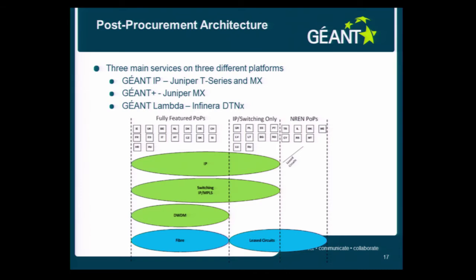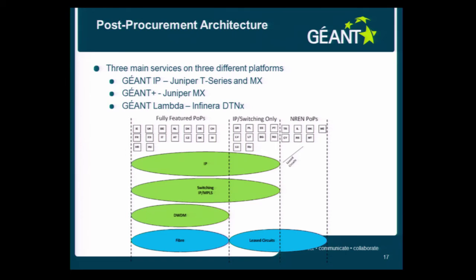Post-procurement, the post-deployment architecture, has 3 main services again. Giant IP is now supported on Juniper T and MX. You can see here we've increased the fully featured POPs by a lot, by 7 or 8, and the IP and switching only POPs, which were 5 only, are now up as well. So there are only 2 types of POP here at this point, rather than 5 different types of POP with 5 different equipment combinations and 5 different types of services. We have just 2. At this stage we were using Juniper T series and MXs to deliver the IP service.